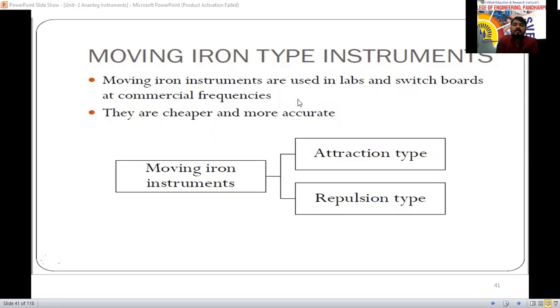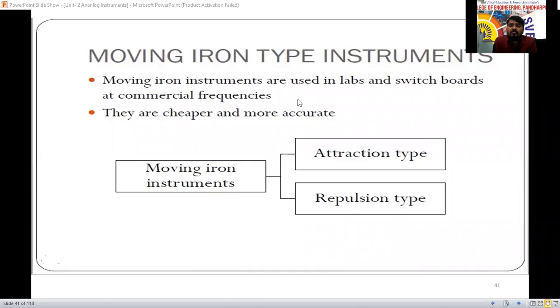Moving iron instruments are used in laboratories and switchboards at commercial frequencies. Commercial frequency is not residential; the standard frequency is 50 hertz, but it may be different, maybe 500 hertz or 200 hertz. Based on the requirement of the manufacturing companies, the commercial frequencies will vary. According to that, we fix moving iron type instruments in switchboards or laboratories. This is the application of the moving iron instrument.